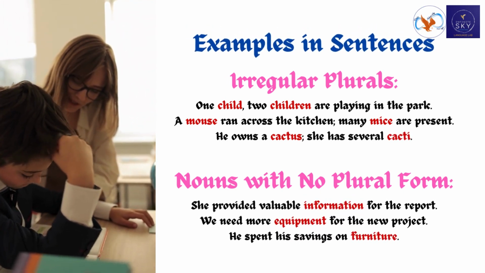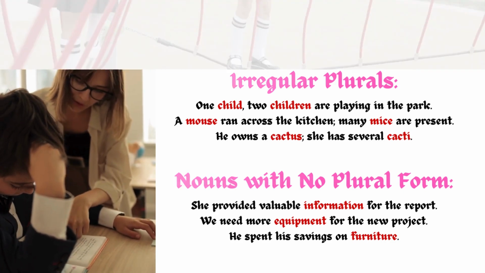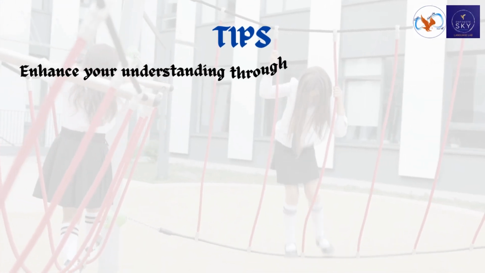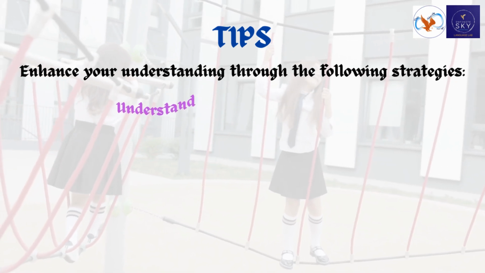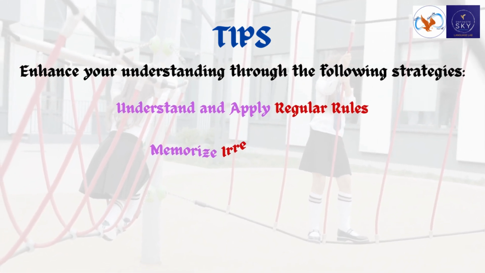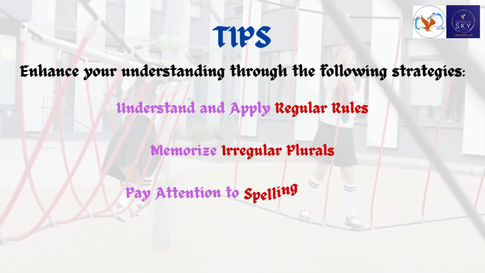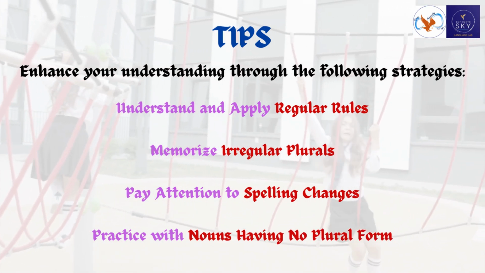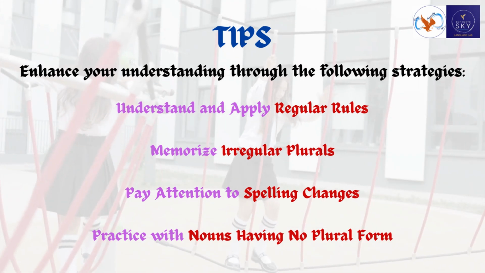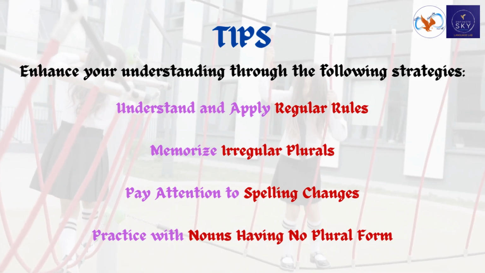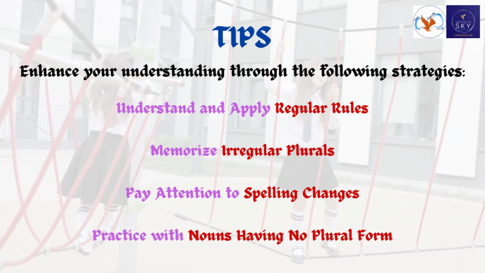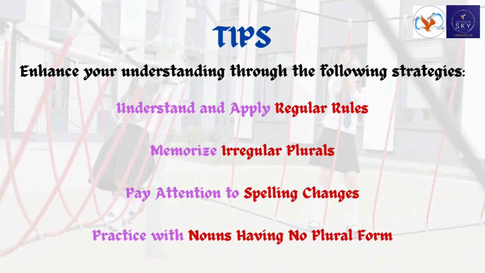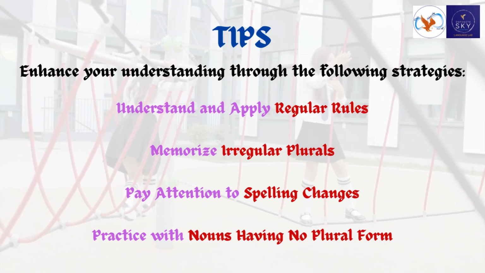To help you master these rules, here are some tips. First, focus on regular rules like s and es. Then tackle irregulars like mouse, mice. Practice and look out for uncountable nouns that don't change at all. Also try using flashcards for irregulars or reading widely to see plurals in action.